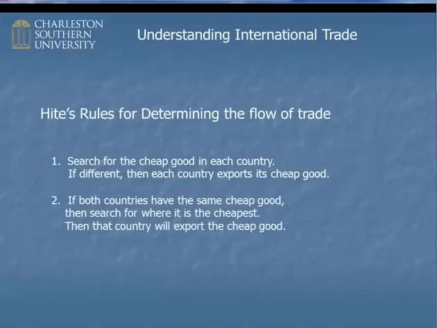Alright, rule number 2 says, if both countries have the same cheap good, which I think was example number 2, then you have to search where it's absolutely the cheapest. In other words, somebody is going to be more productive in that good than the other. When you figure that out, that country will export the cheap good, and the other country will export whatever's left over. That takes care of every situation except the possibility that there's no difference. In other words, it could be that neither country has it cheaper, that it's the same in both. In that case, if there's no difference, then they don't trade.